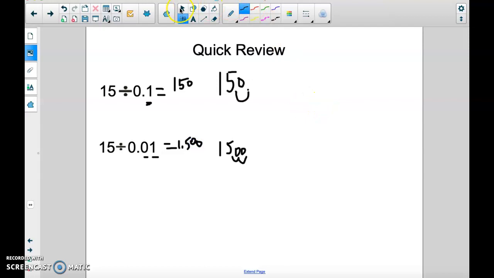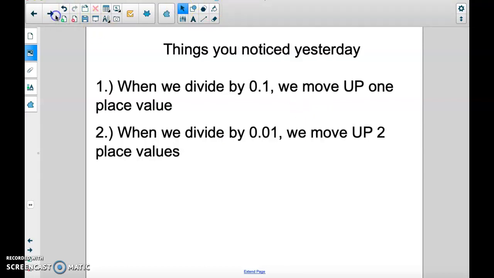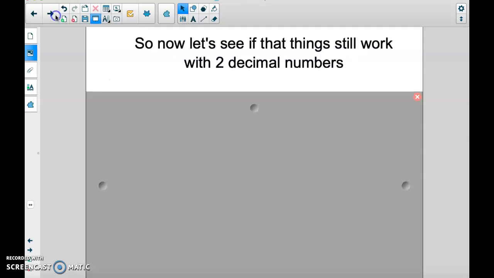Okay? So some things that you noticed yesterday, you guys noticed a lot of great things. But some things that a lot of us were noticing were that we divide by 0 and 1/10, we move up one place value. And we divide by 0 and 100th, we move up two place values. So we're going to look at a decimal divided by decimal and see, do those things that you noticed, do those rules, so to speak, still work?